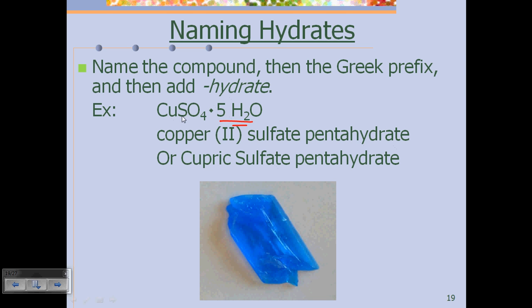For example, this one is an ionic compound, so it will be named as copper 2 sulfate or cupric sulfate pentahydrate. Penta for 5, hydrate for water. So these are hydrates. For all practical purposes, this dot means plus. So if you're finding the molar mass of this compound, you'll add Cu's mass, S's mass, 4 of oxygen plus 5 water's mass to it.